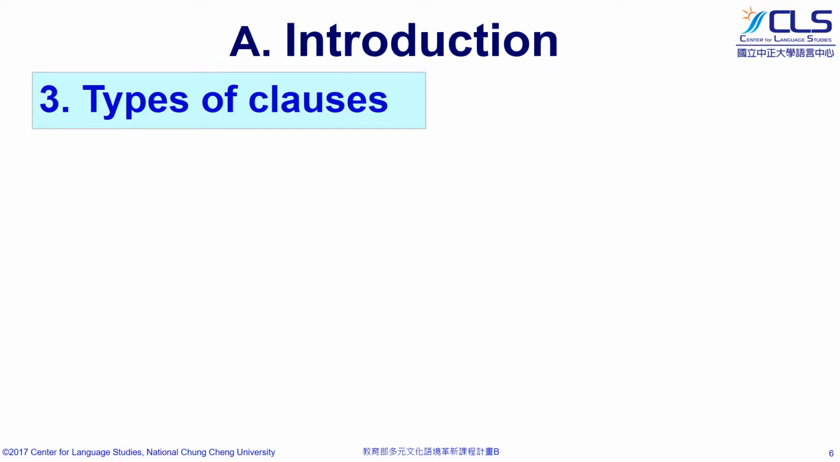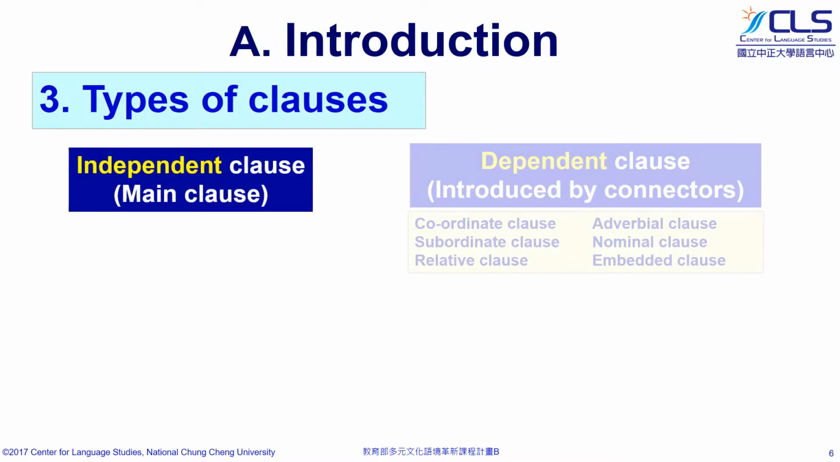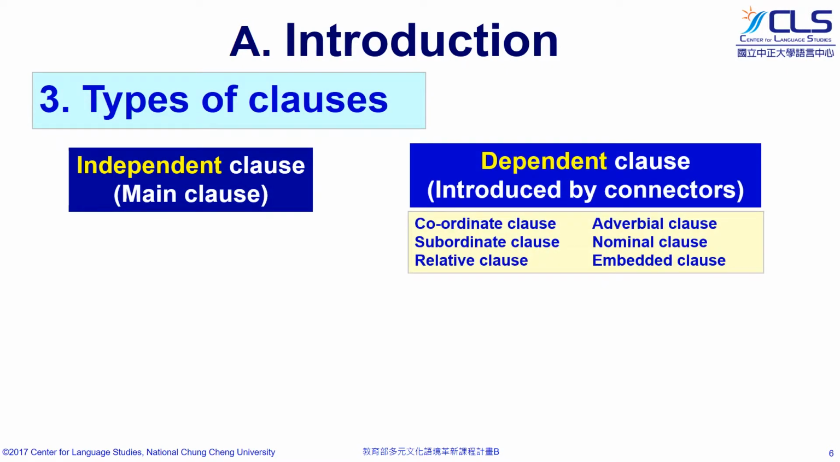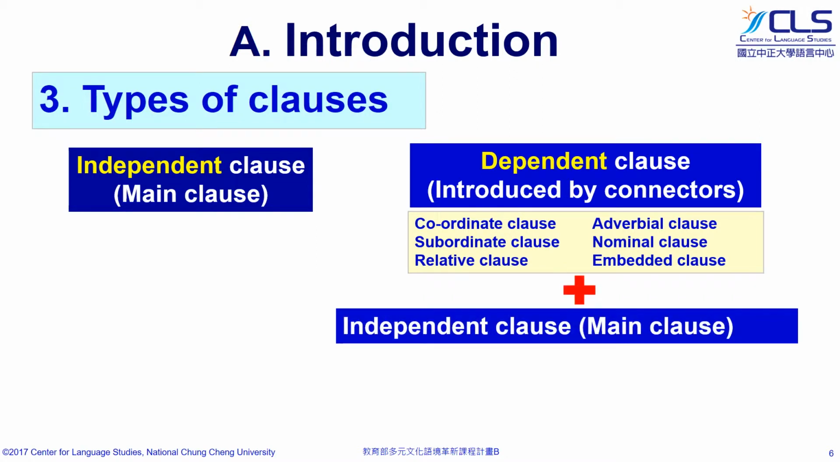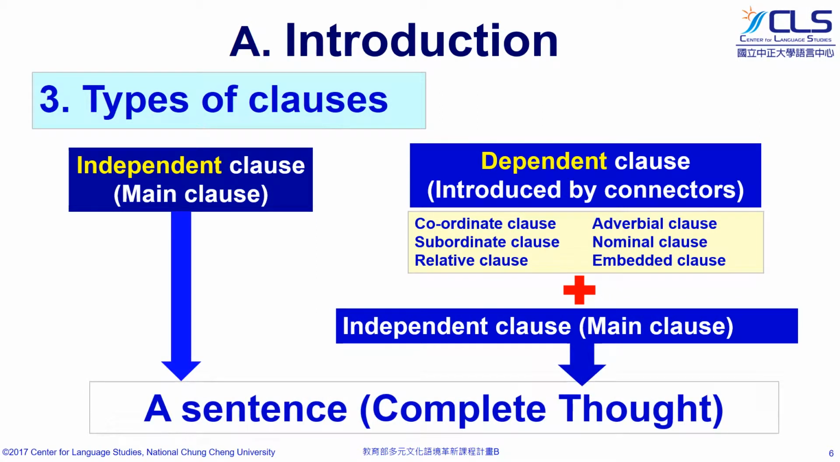Finally, it's important to note that clauses can be divided into two types, independent and dependent, depending on whether the clause can form a sentence by itself. An independent clause, which expresses a complete thought, can form a sentence by itself, while a dependent clause, which expresses an incomplete thought, can't. So, to form a sentence, a dependent clause must be combined with an independent clause by the use of connectors.